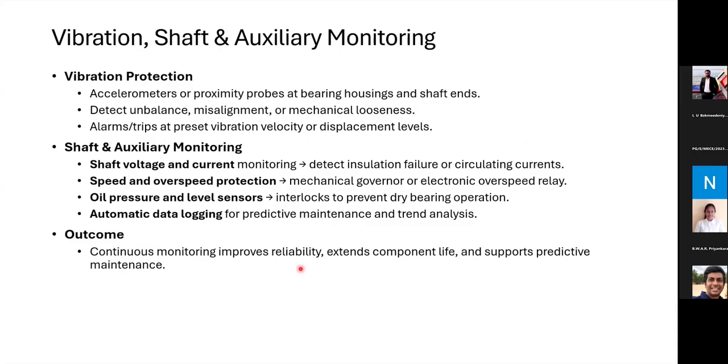Vibration and shaft auxiliary monitoring, vibration protection. It's a mechanical device which is rotating at very high speeds, so vibration is a very prone element. Accelerometers or proximity probes at the bearing housing and shaft ends detect unbalance, misalignment, or mechanical looseness, because the vibrations could be induced by them. And depending on the amount of vibration and the displacement levels, we can have alarms and trip settings associated with them.